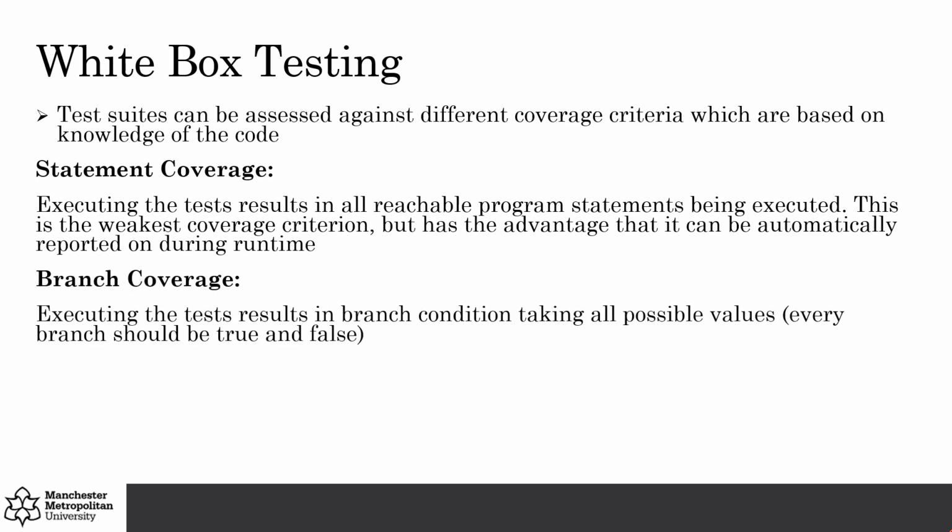Improving upon this slightly is what's known as branch coverage. So we're executing the tests with branch conditions taking all possible values. So every branch should be either true or false. We may not follow every path. We're just testing specific branches to see, are they evaluating to what they should be evaluating to?